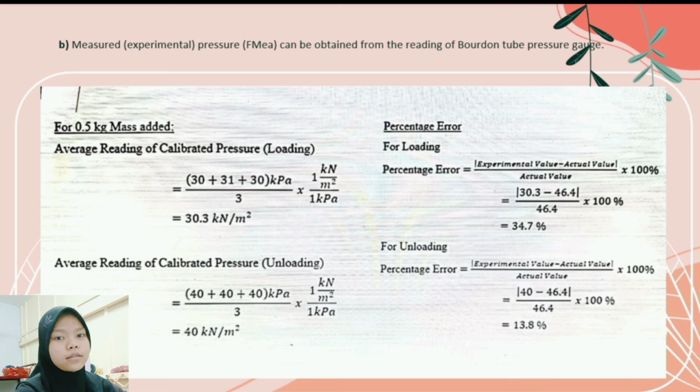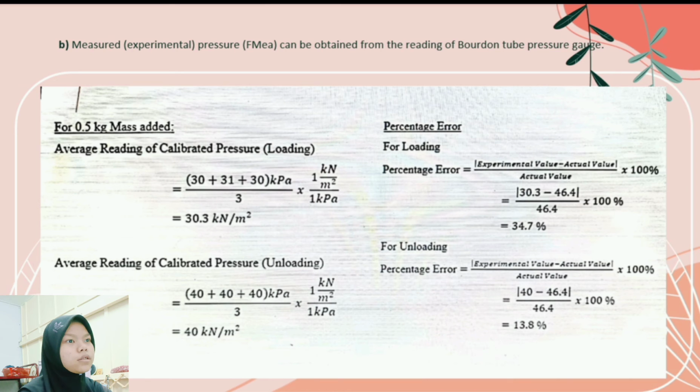Next, we move on to the next discussion part, which is to calculate the measured experimental pressure, F measured, that can be obtained from the reading of the Bourdon tube pressure gauge. First, we have to know that 0.5 kilogram of mass is added, so we must add the 0.5 kg from before in the first part of the discussion. For this one, we calculate the average reading of calibrated pressure with dead weight loading.